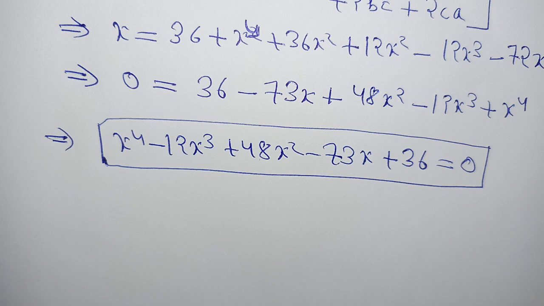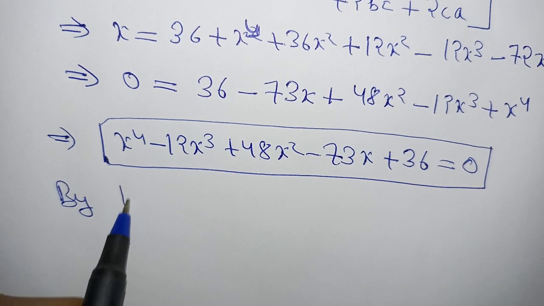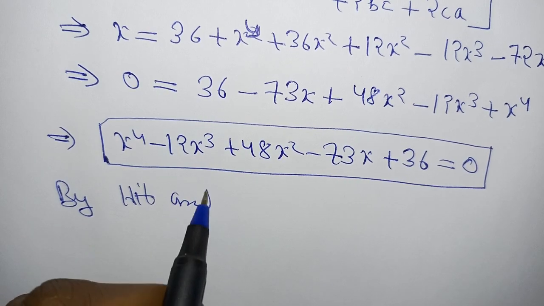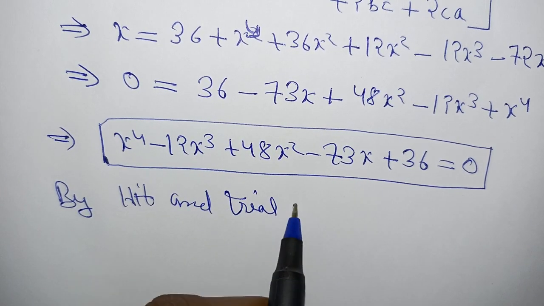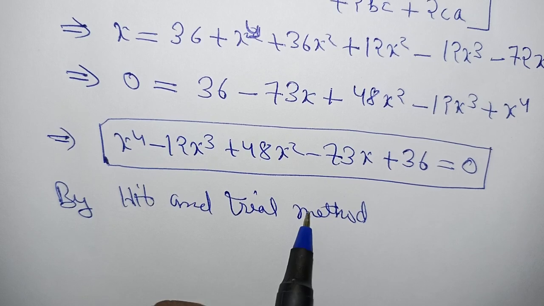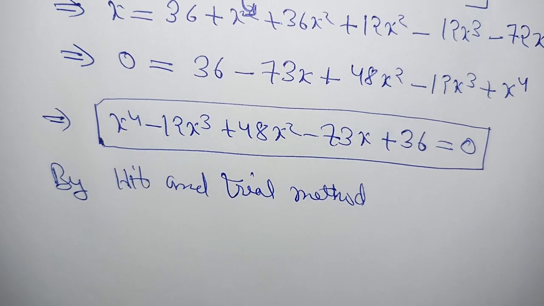So what can we do now? There is only one option that we can apply, and that is the hit and trial method. So we apply the hit and trial method. We have to find a root of this equation.